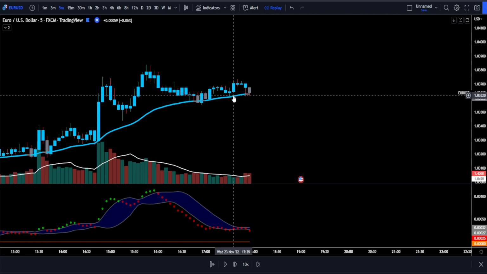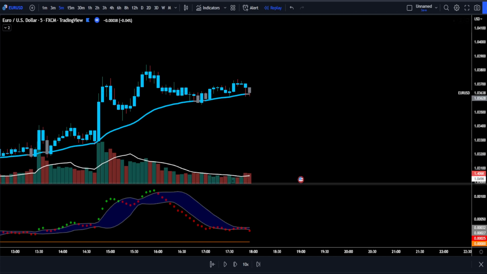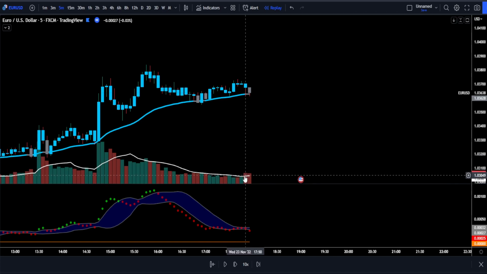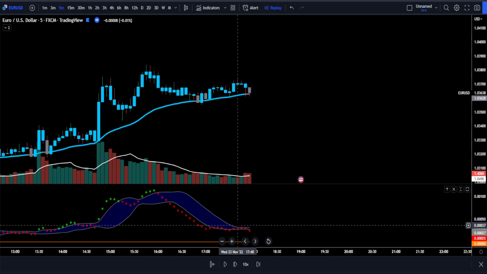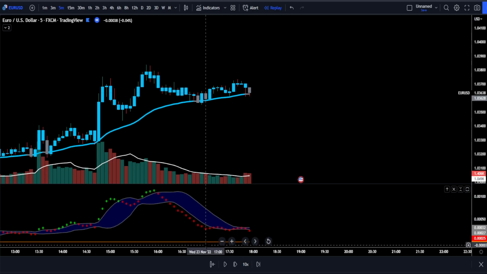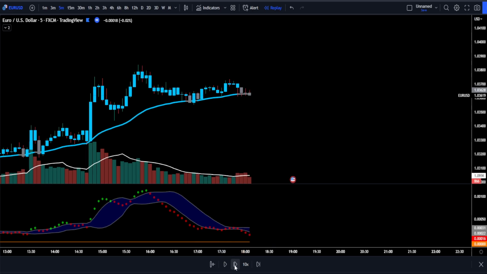To validate the entry, we need to take a look at our volume indicator. If the volume bar is above our moving average, this will mean that the second condition is met. Lastly, we need to take a look at our improved MACD indicator. If the dots are positioned above our zero level, we will enter into our long position when the dots change from red to green.